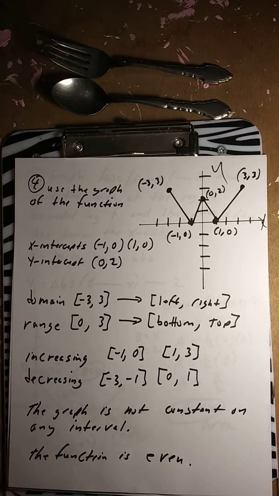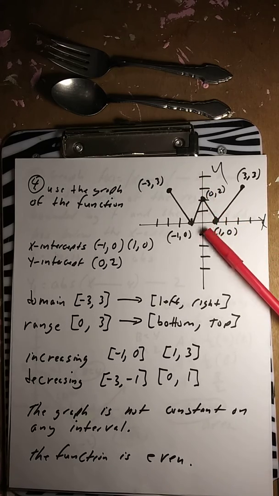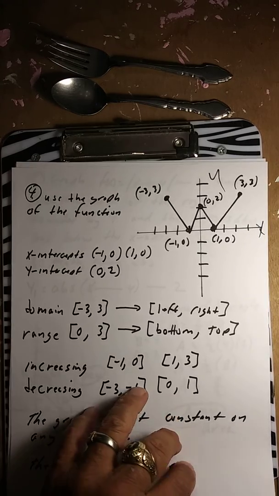Now, from there, the graph is not constant in the interval, and the function is even, because if you cut it right in the middle, it's symmetric to the y-axis. All right, let's go to the next one.